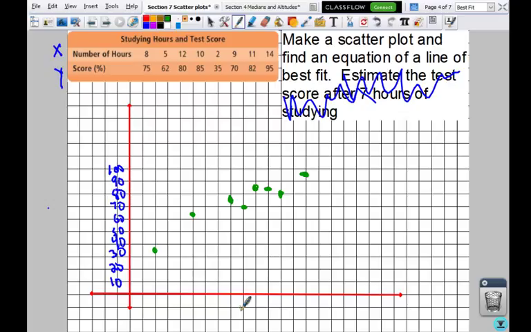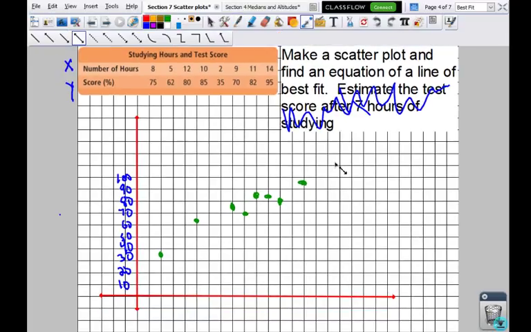So we got our scatter plot. We got to make our line of best fit and find that equation. And your line of best fit can be kind of how you want it. You get to pick what it looks like. You just need to make sure it's reasonable. So if I'm going to make my line of best fit, if I go like this, I don't know, if I go something like that, do you think that's a good one?